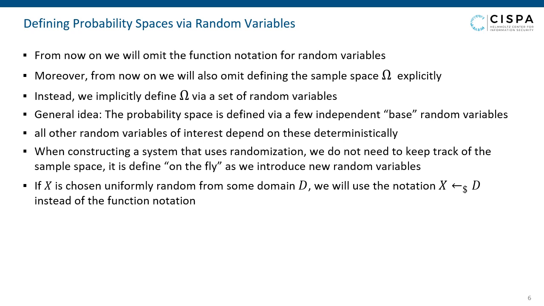And finally, some notation. If x is chosen uniformly at random from some domain D, or if x is a uniformly distributed random variable on some domain D, we will use the notation that x is assigned with an arrow and a dollar sign from D. So we will use this notation to denote that x is chosen uniformly at random from D, instead of going through this function notation and actually defining the probability distribution function of x. Okay.